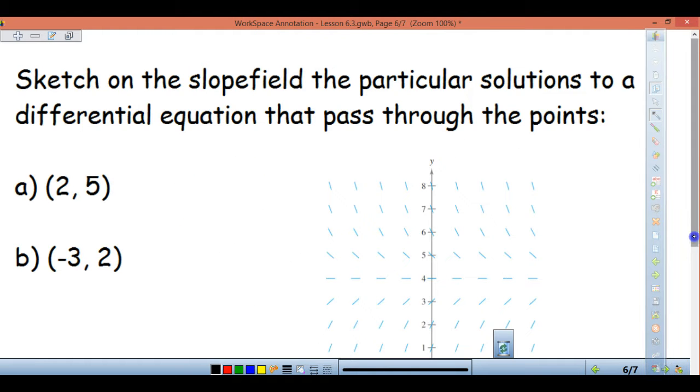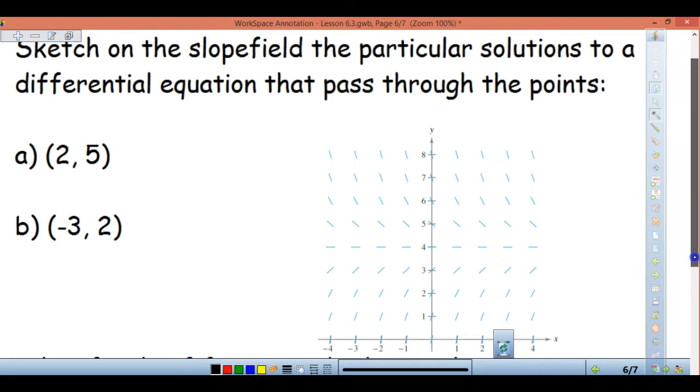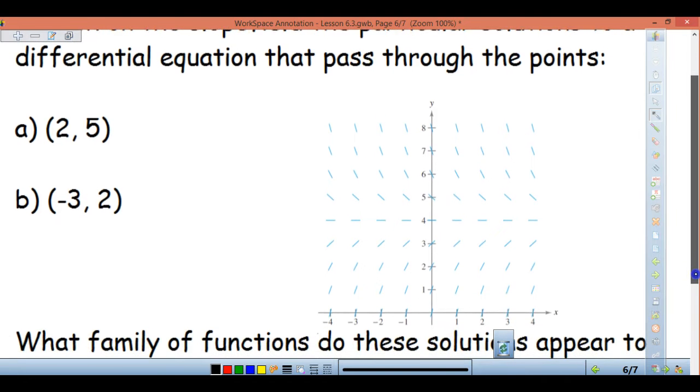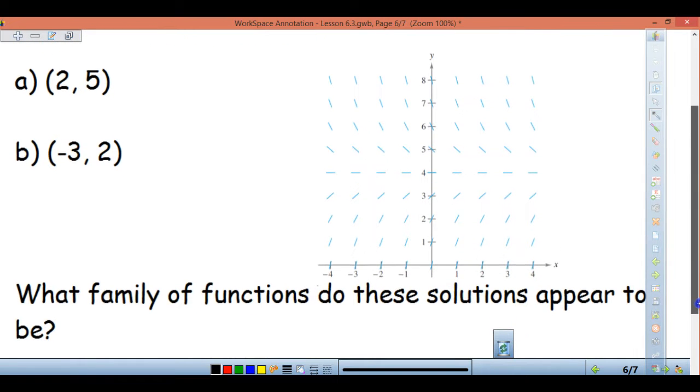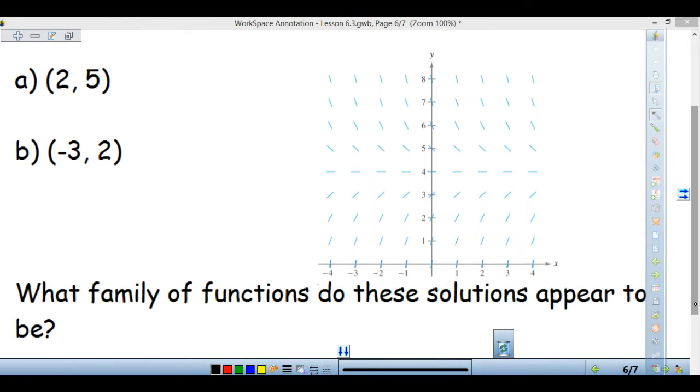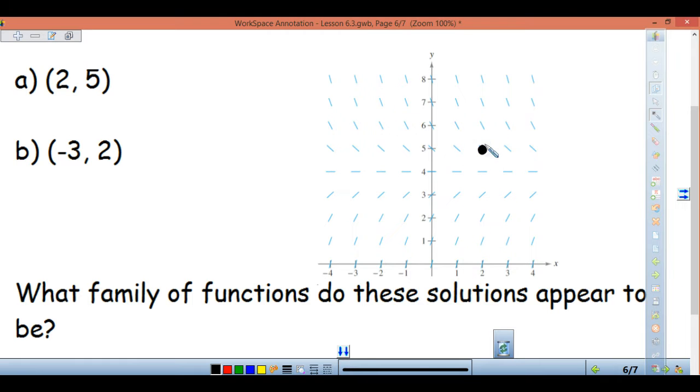So here's an example of a slope field. It says to sketch on the slope field two particular solutions to the differential equation that passes through these points. So if I go to the point 2, 5, notice that there are these horizontal tangents here. So that's going to follow along there just like that. If I have one going through negative 3, 2, this particular solution would follow like that.